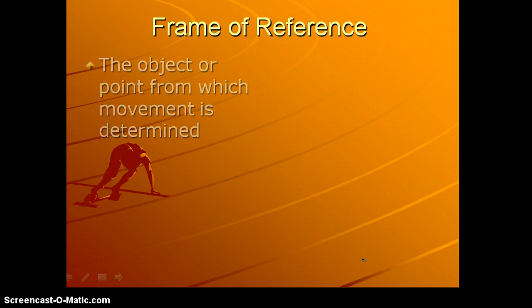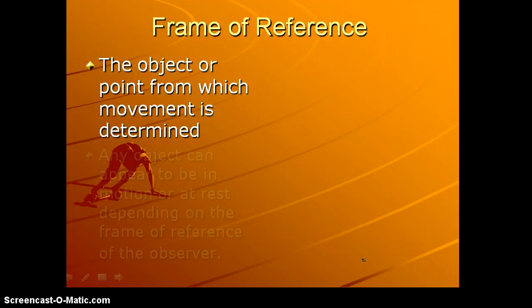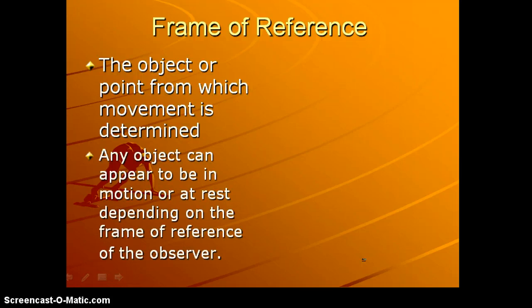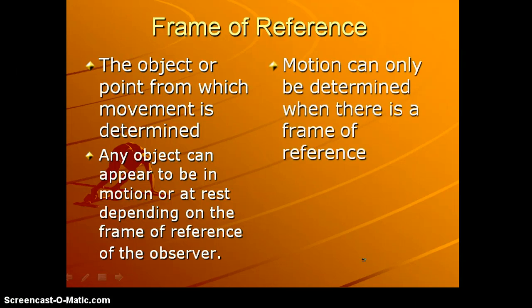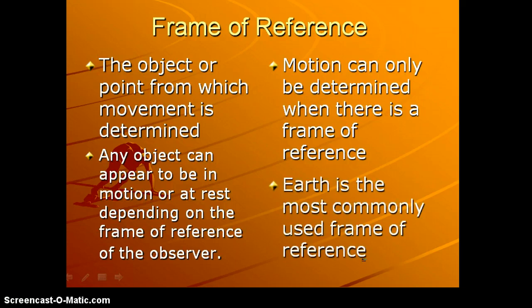So frame of reference, to give some idea of that, is the object or point where movement is determined. So any object can appear to be in motion or at rest depending on your frame of reference. Motion is only determined when there is a frame of reference, and Earth is generally the most commonly used frame of reference because the Earth actually is in motion, but we are standing on Earth, so we don't talk about us being in motion. We then use ourselves or the Earth as our frame of reference.